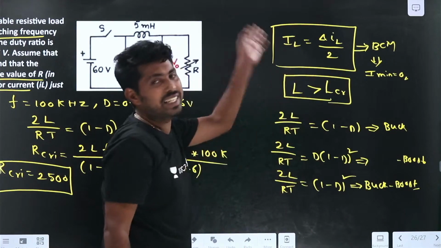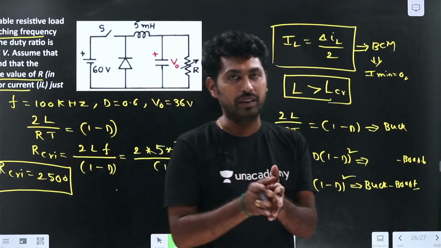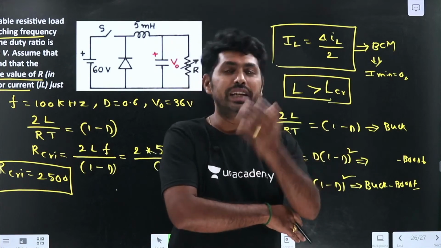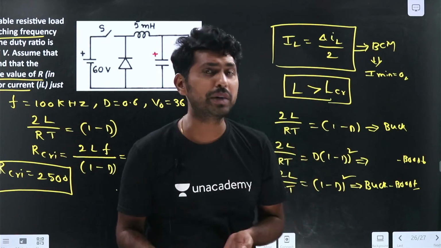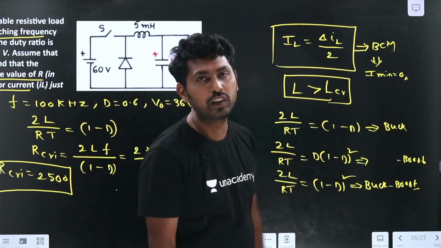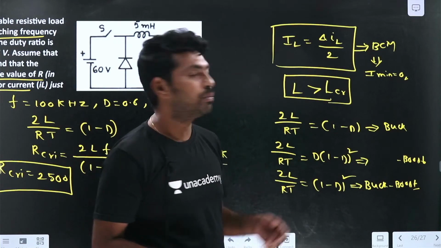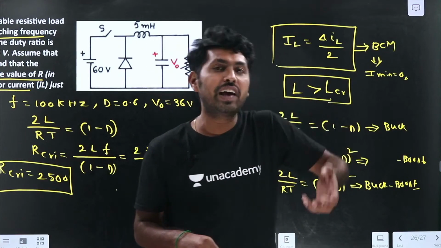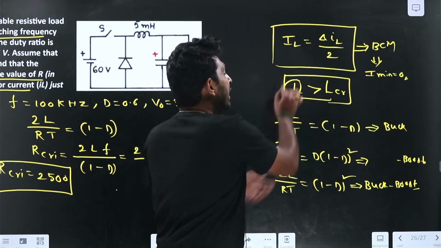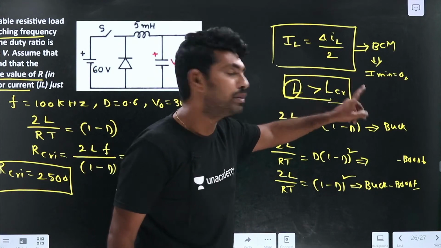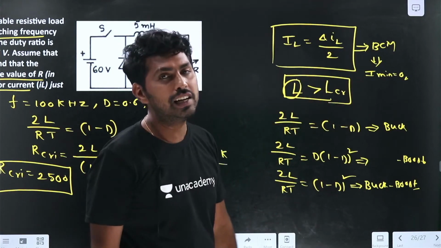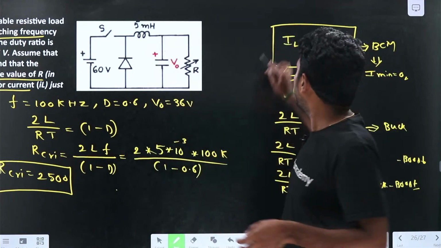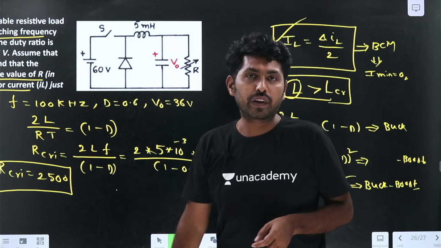Apply these formulas according to the given data. In the problem they have mentioned the L value, R value, T value and duty cycle, so you can find the boundary conduction mode from this. If only the inductance value is given, find the L critical value and compare: when L is greater than L critical, you will get the answer. Or else, if you know the basic concepts, find it from that.